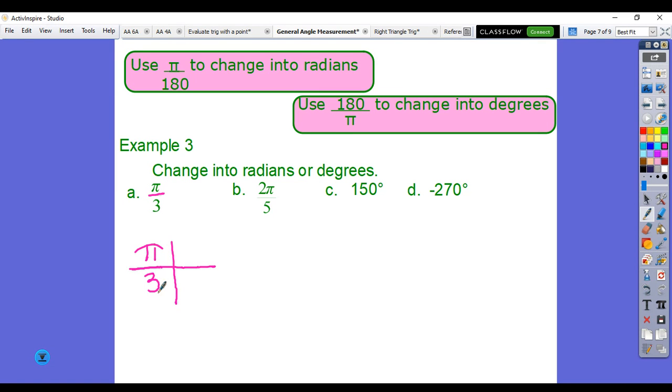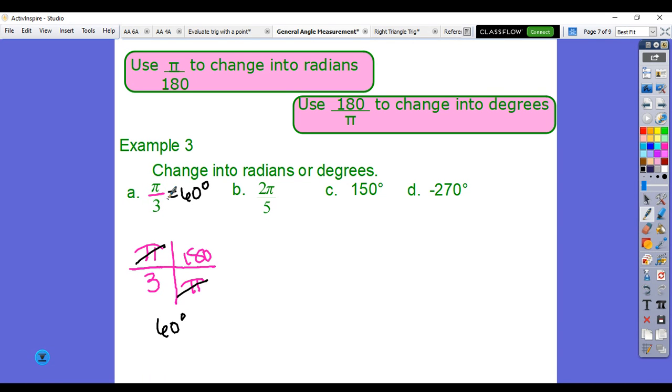And if this is in radians, I'm going to go into degrees. Another indication, if pi is on top, I want to cancel it. So I need pi on the bottom, 180 on the top. The pi's cancel. Anything on top can be divided by the bottom. 180 divided by 3 is 60 degrees. Pi over 3 in radians is 60 degrees. These are the same angle measurement. One is in radians, one is in degrees.